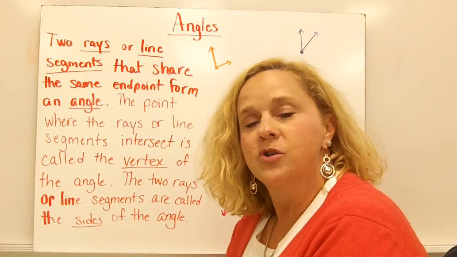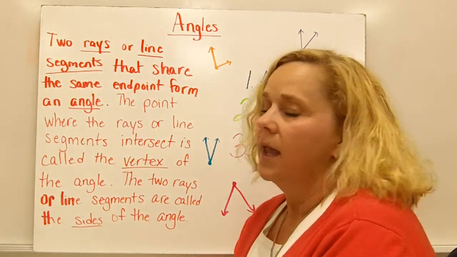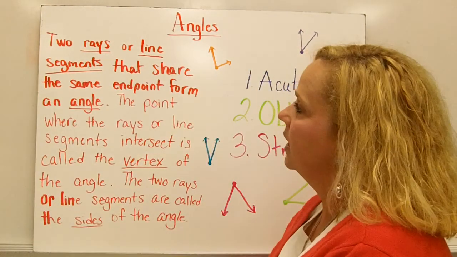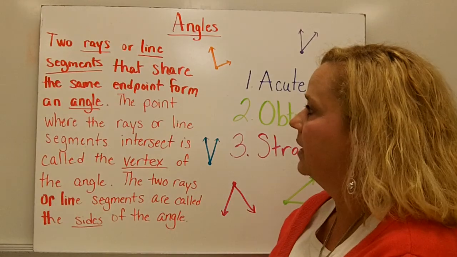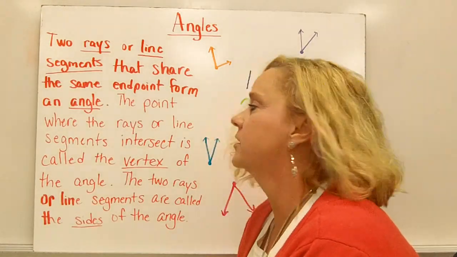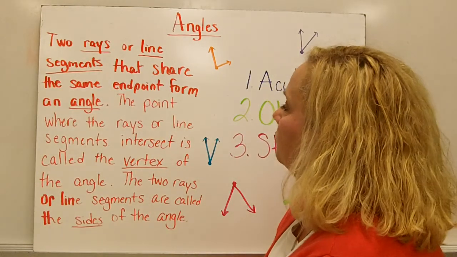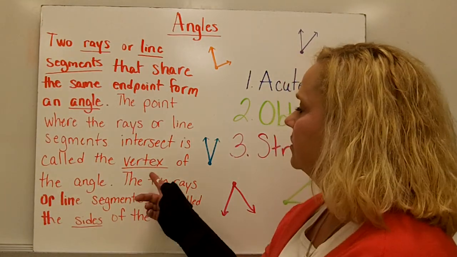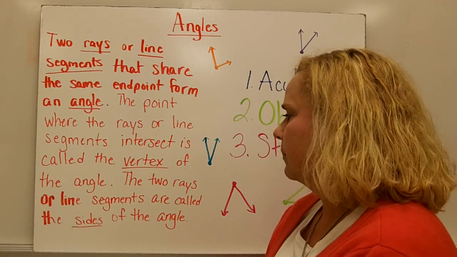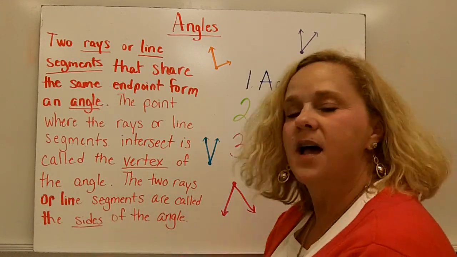We're working in geometry and we're going to be talking about angles. And the definition, or the thing that I need you to remember about angles, is two rays or line segments that share the same endpoint form an angle. And if you notice here, I have vocabulary words underlined. The point where the rays or the line segments intersect is called the vertex of the angle. The two rays or line segments are called the sides of the angle.